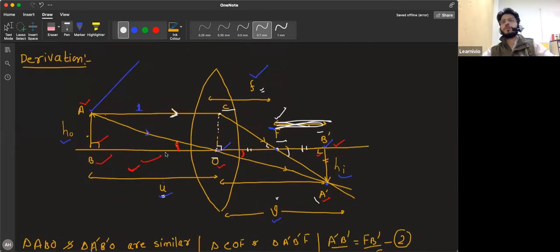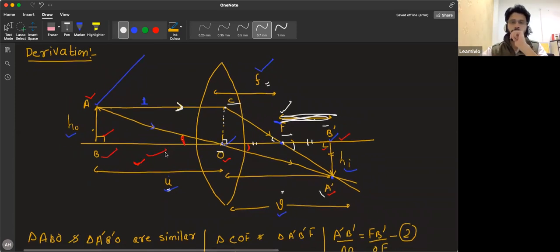Although it's not a very important derivation because you have done this in class 10th also, the relation is important. You may get questions on it.